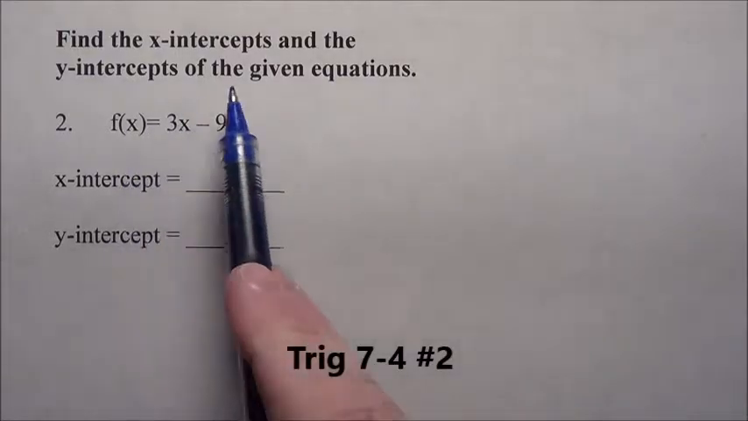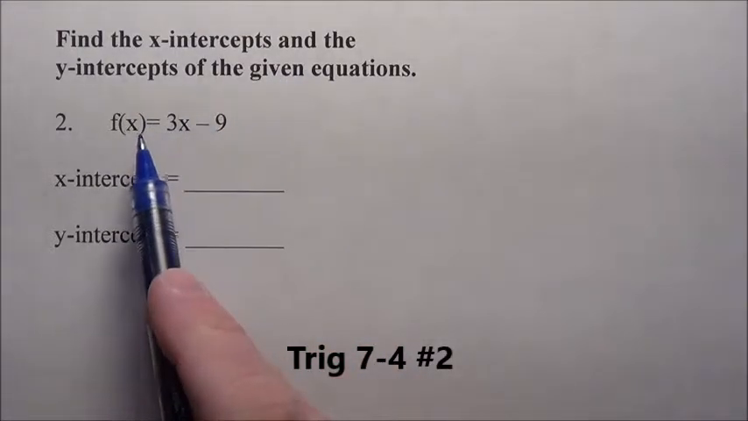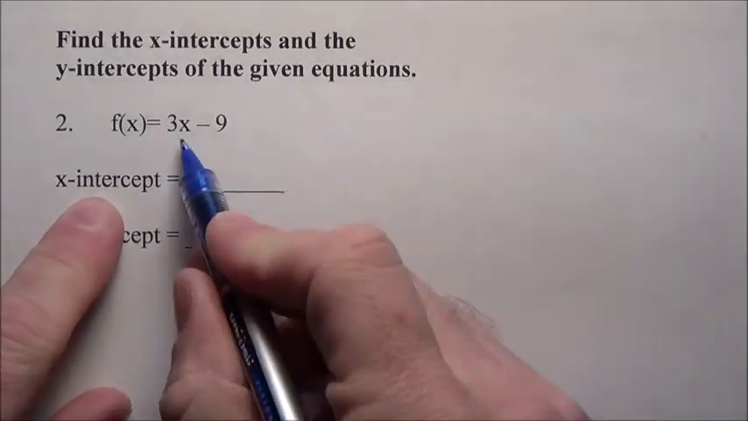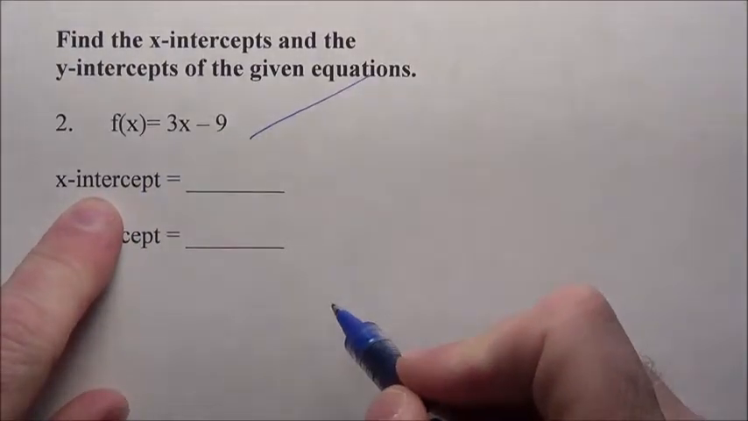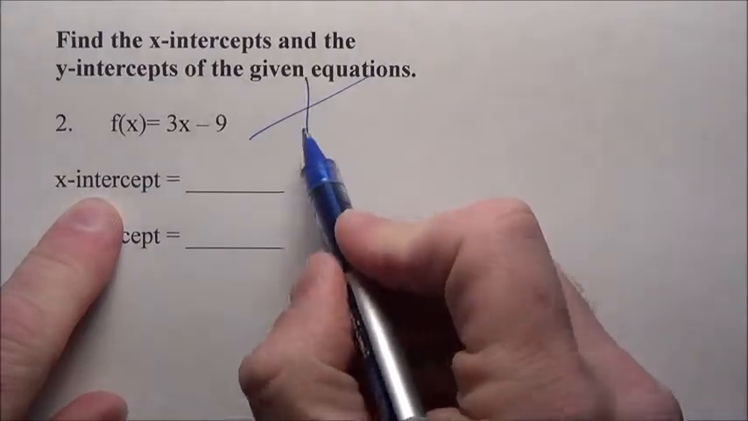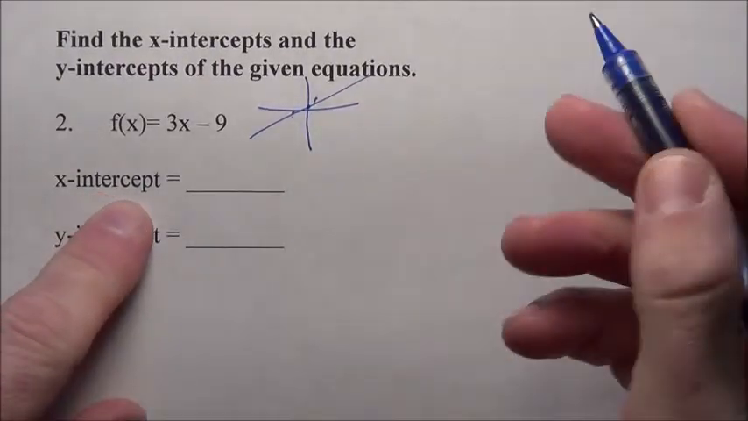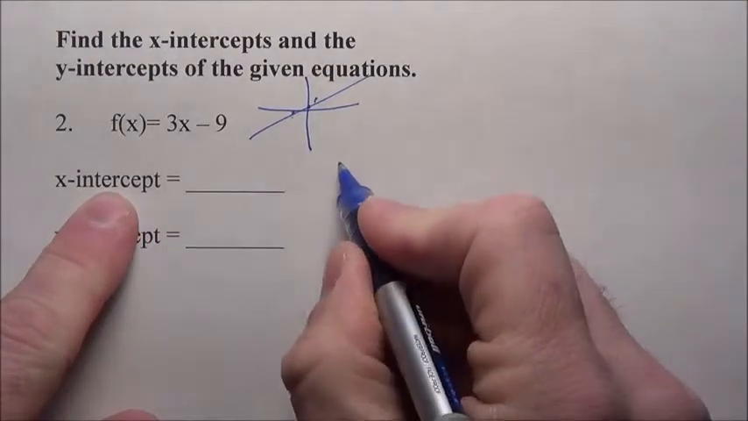Problem number 2, it says find the x-intercepts and the y-intercepts of this given equation. Well, let's think about it. When I'm dealing with this, it's 3x minus 9. This is actually just a straight line, isn't it? So it's going to hit me only in one location for the y and one location for the x. But anyway, let's think about it.